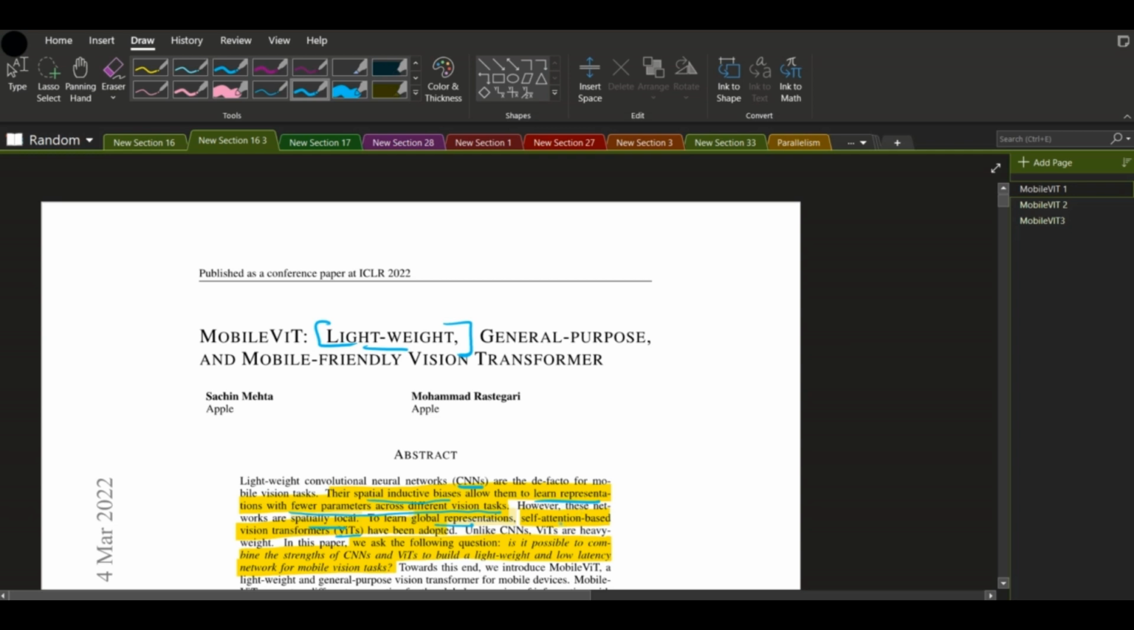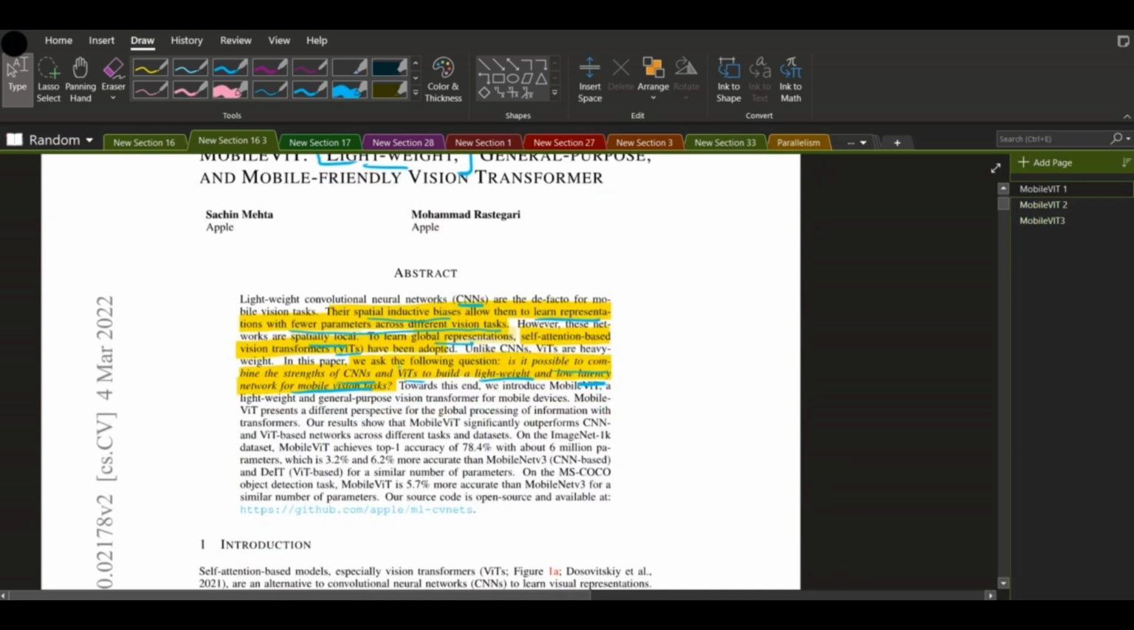So with that, they also asked themselves if it would be possible to combine the strengths of CNN and ViT to build a very lightweight, low latency network for mobile vision tasks. So what they did was to introduce MobileViT, a lightweight, general purpose vision transformer model for mobile devices.